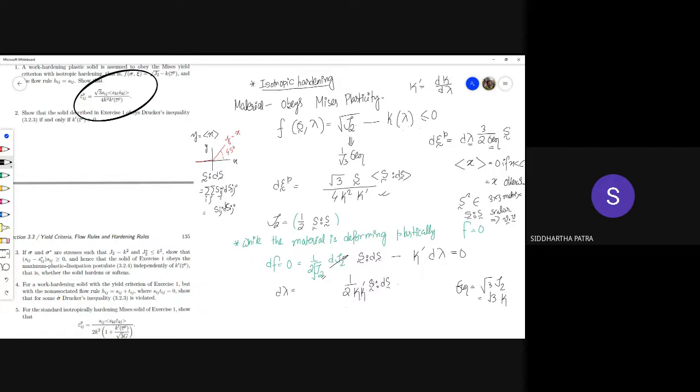Now substitute the expressions for d lambda and sigma equivalent in this expression. Please remember, this inner product is just a scalar, so you can put it on the left, on the right, anywhere in the middle. Just remember to put it in the numerator. So substitute for d lambda and sigma equivalent and check whether you get this expression right here.